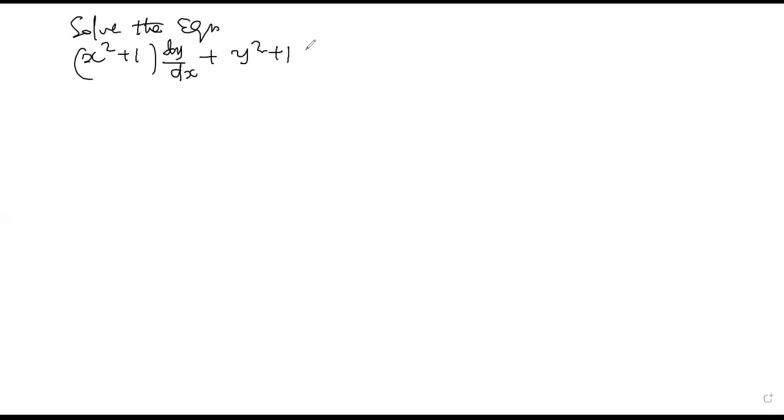Finally, we are going to solve the equation. The equation is (x squared plus 1) dy/dx plus y squared plus 1 is equal to 0, given y is 1 when x is 0. So looking at this, still you can solve basically by bringing these ones this side.